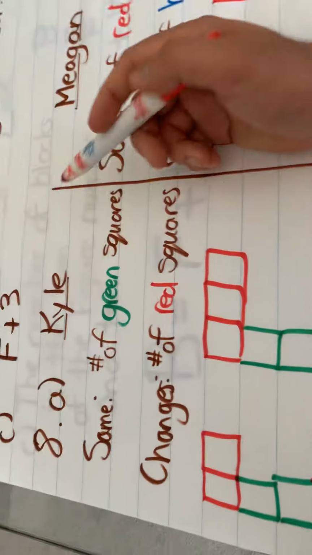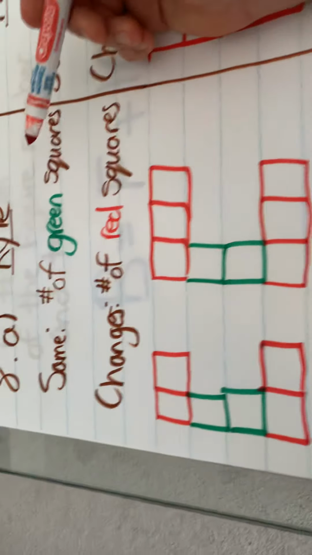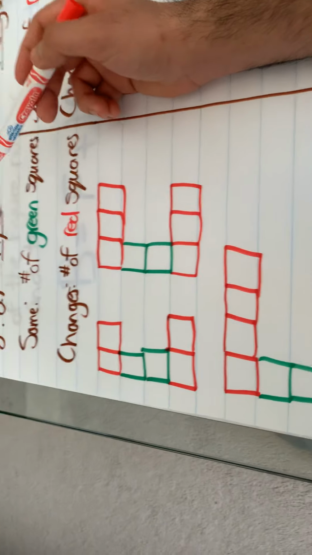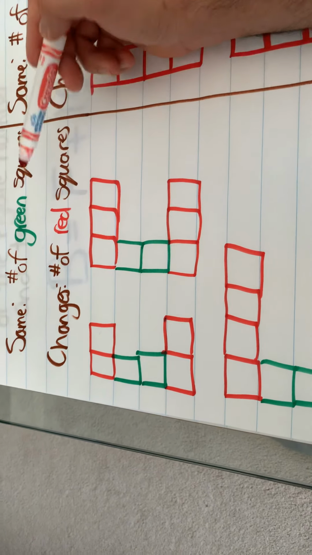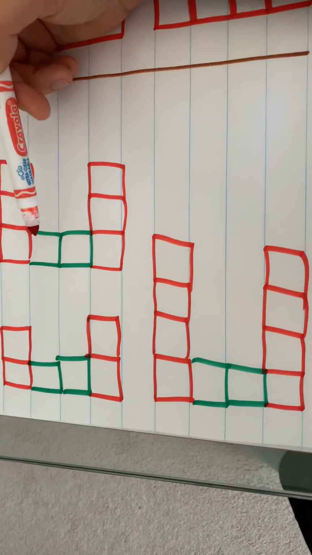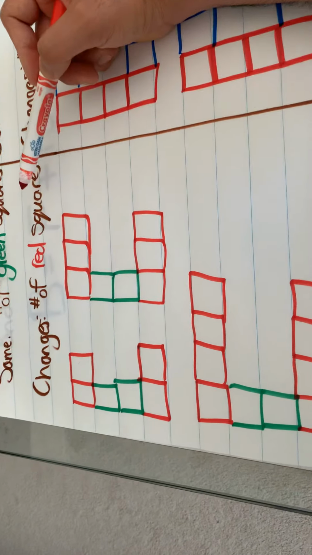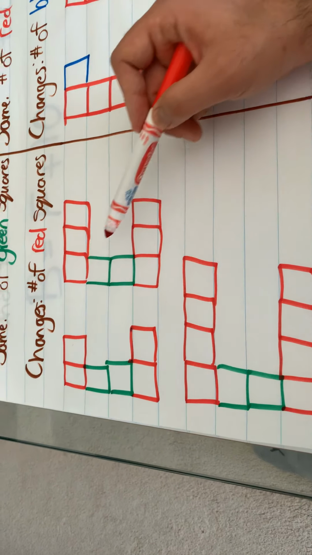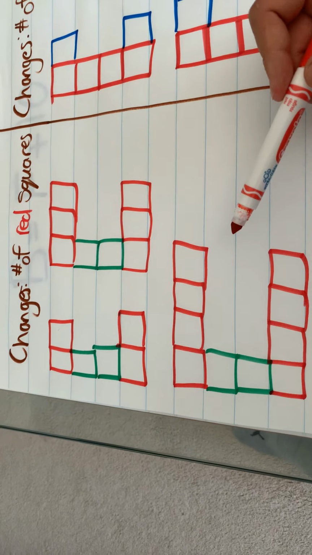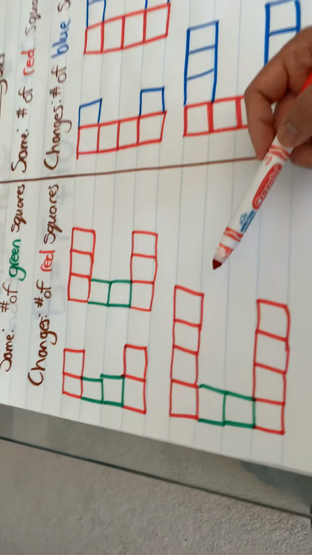Okay, so what I did is I created a chart and I started with Kyle. So in Kyle's pattern, what stays the same? Well, the number of green squares stays the same. 2, 2, 2. It's always 2. What's changing? The number of red squares. You got 4, and you got 6, and then you got 8. All right?